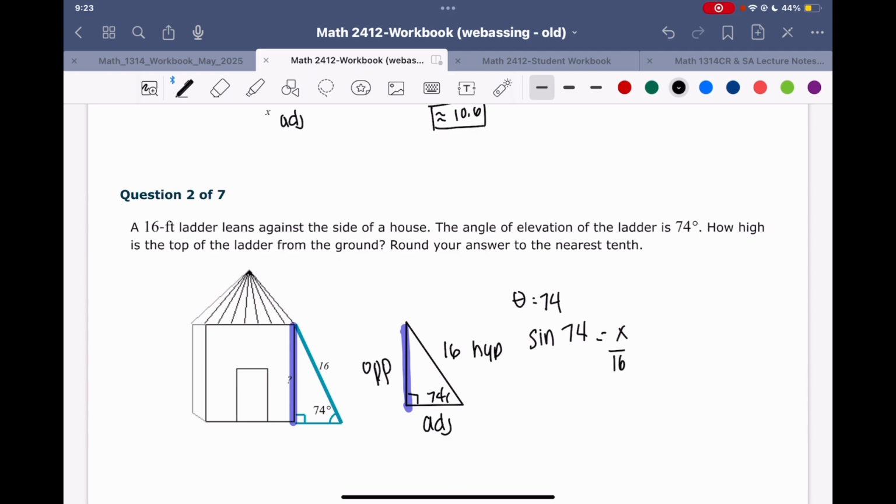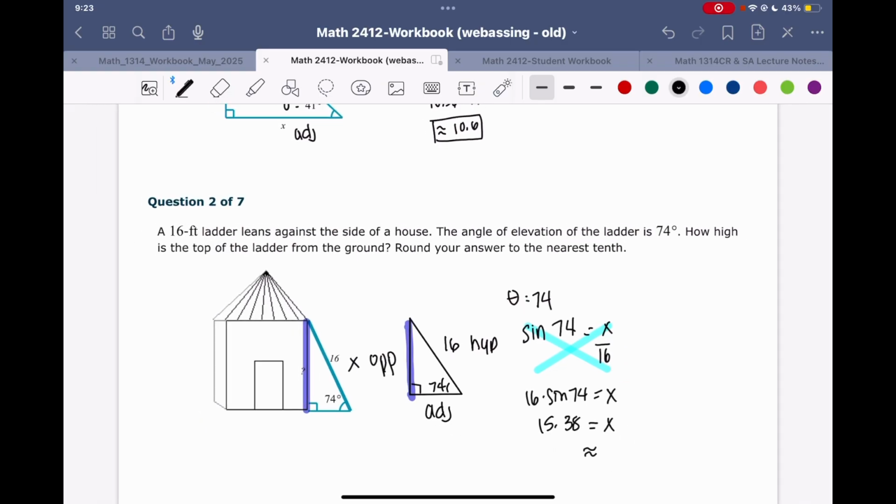We're calling the opposite angle x. And then we're going to cross multiply. 16 times sine 74 equals x. And then when you put it into the calculator, it just looks like that. So we know x is approximately 15.38. And if we round that correctly, x is 15.4.